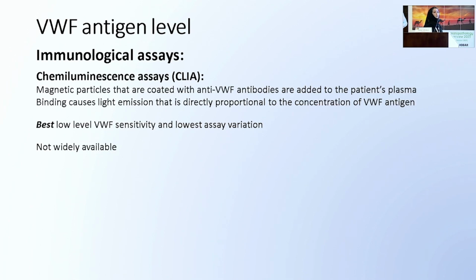Next, we do have the newer assays, or what we call chemiluminescence assays, CLIA. Briefly, magnetic particles that are coated with anti-VWF antibodies are added to the patient plasma, and binding causes light emission that is directly proportional to the concentration of the antigen. So far, it shows really the best low level of sensitivity. Now, this is critical when we deal with patients with a level below our detection, for example, below 10% of the von Willebrand. So to differentiate between severe type 1 and type 3 disease, this will have a really added role. However, it's not really widely available.